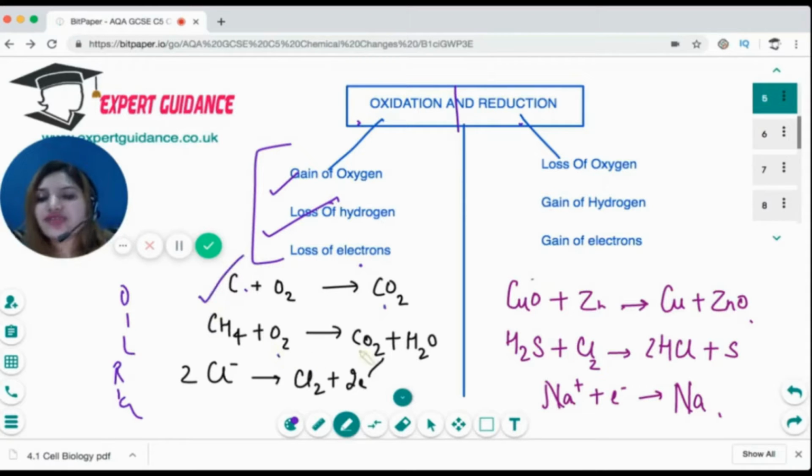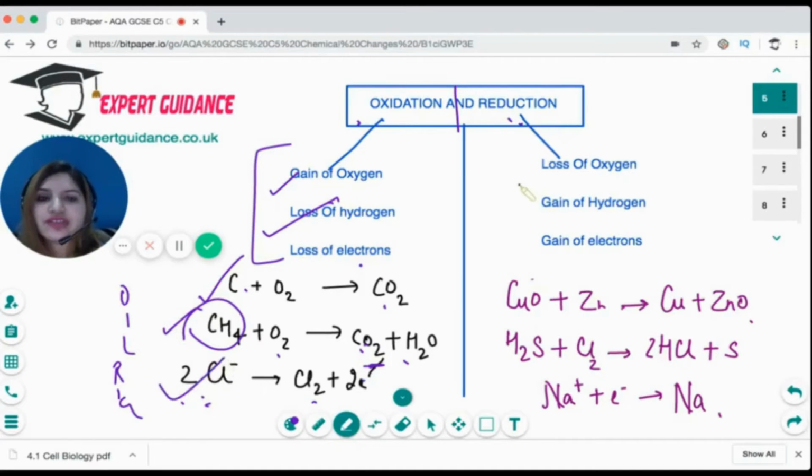Methane plus oxygen give carbon dioxide and water. CH4 is losing hydrogen, so that's an oxidation reaction. And Cl minus converting into Cl2 plus 2 electrons. As it is losing 2 electrons, it is an oxidation reaction.